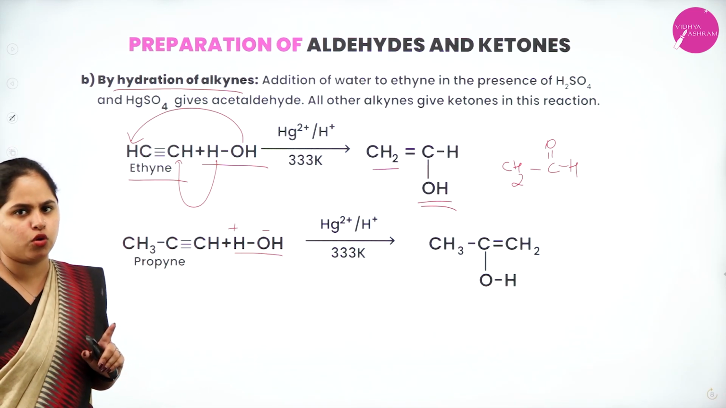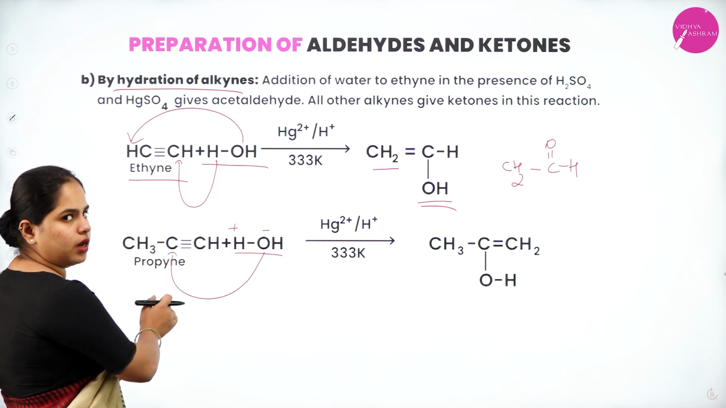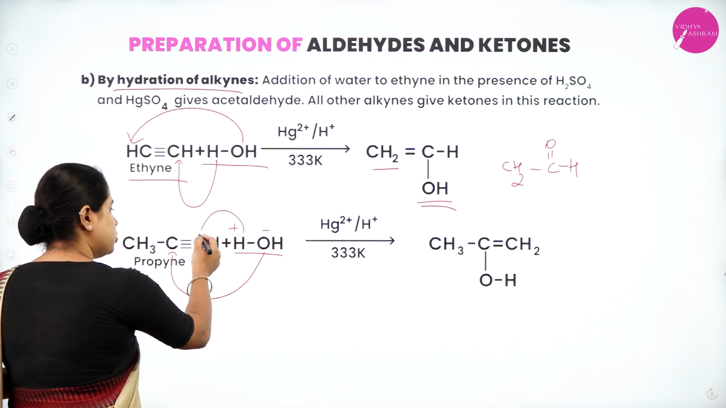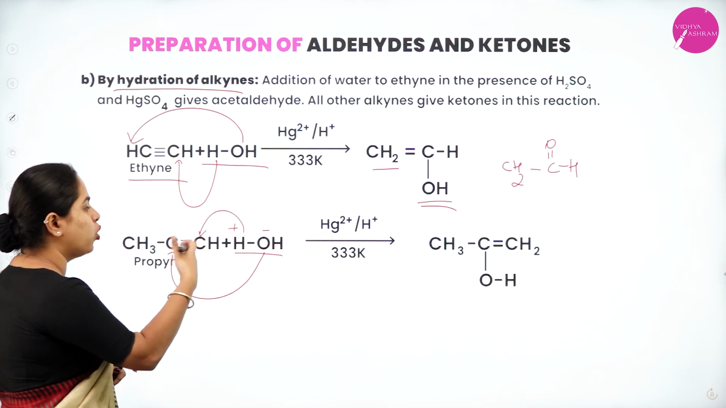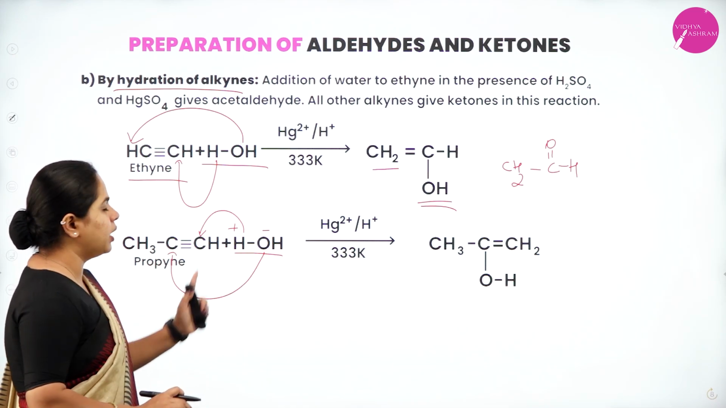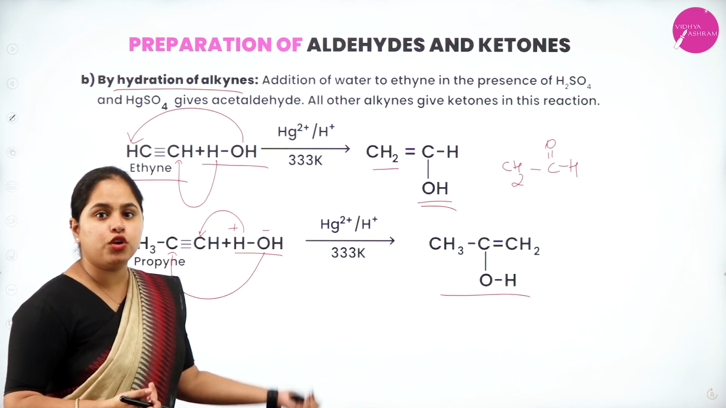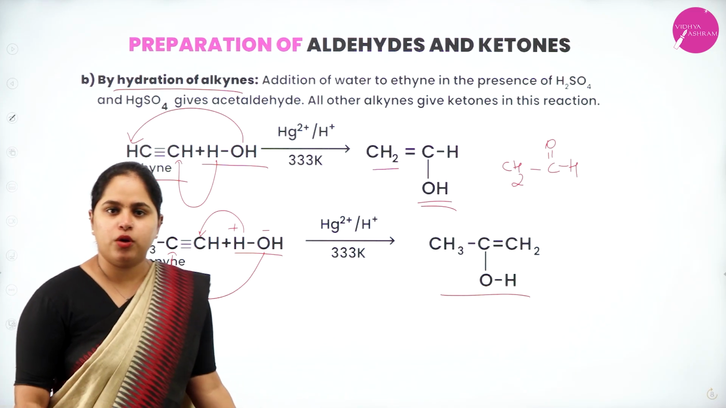We have already studied Markovnikov rule. So, OH will be attached to this carbon atom because it is having a lesser number of hydrogens. Hydrogen will be attached to this carbon atom as it is having more hydrogen atoms. So, you are going to get CH3, C(OH), double bond CH2. So that is the ketone which is going to be formed. Clear? I hope that is clear.